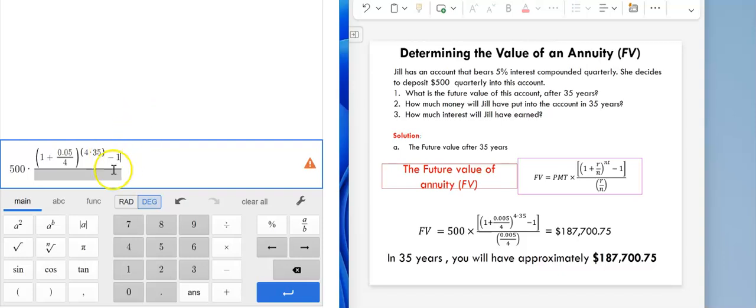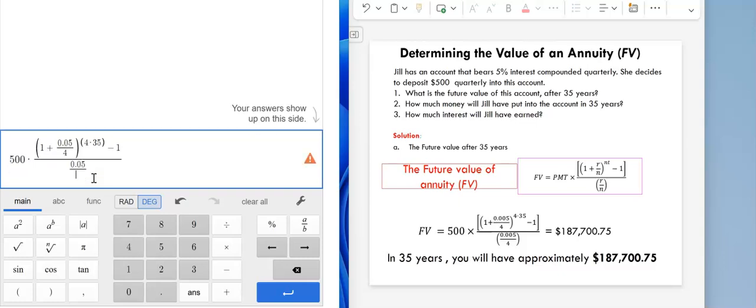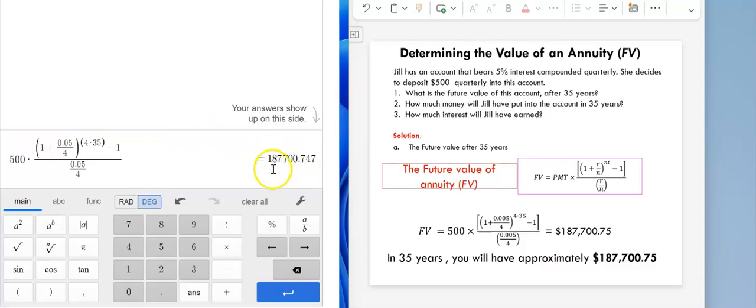That's the top, okay, and the bottom has to be R over N, 0.05 divided by N, which is 4. Okay, so that's how you get it. So this future value of the annuity is $187,700.75, which we have here.